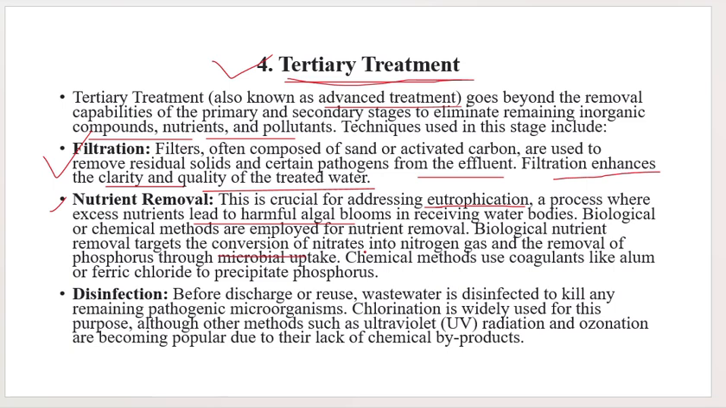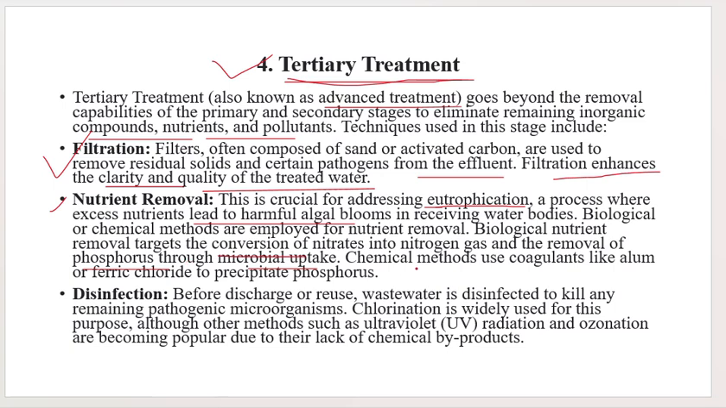They will be converted to nitrogen gas, and phosphorus is removed through microbial uptake. Microorganisms will be placed or mixed in the wastewater, and they will consume the phosphorus nutrient. That way, phosphorus nutrient will be removed from wastewater.